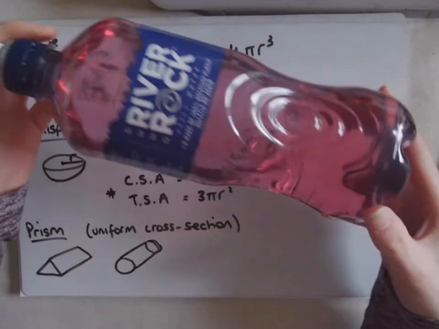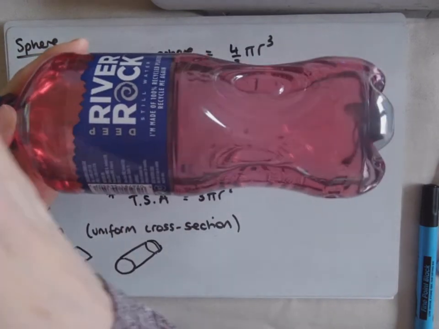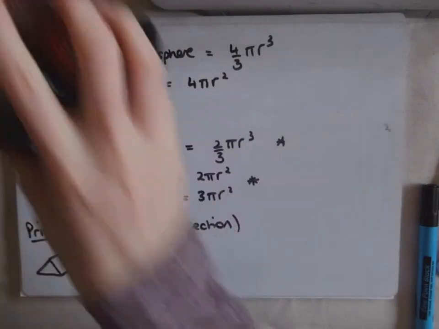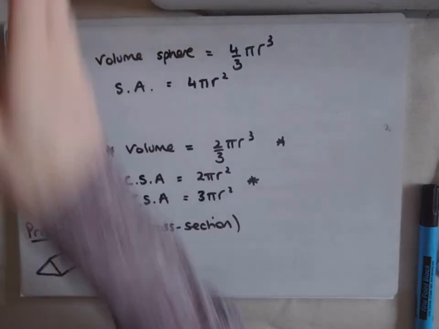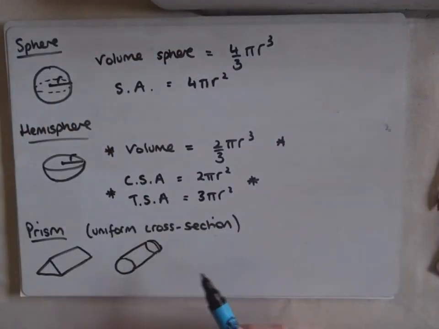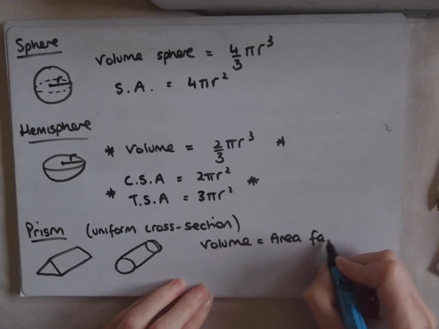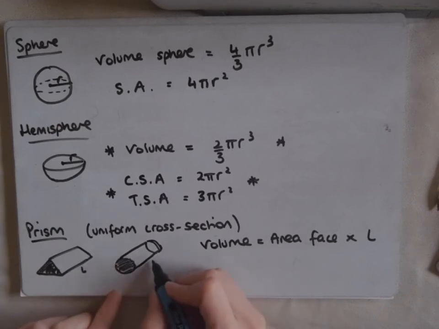If you think about this isn't a prism because this part here is not the same as this part here. It has to be the same the whole way along the length. Okay, so this is a prism. Anywhere you chop into it, it's the same. Okay, its cross section is the same. So if you have a prism, your volume is the area of the face multiplied by the length. So the area of the face is this part here, and you're multiplying it by the length. Or the area of the face here multiplied by the length.